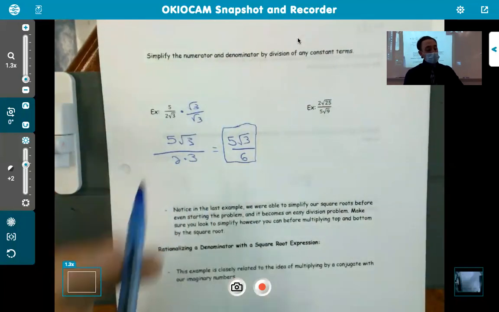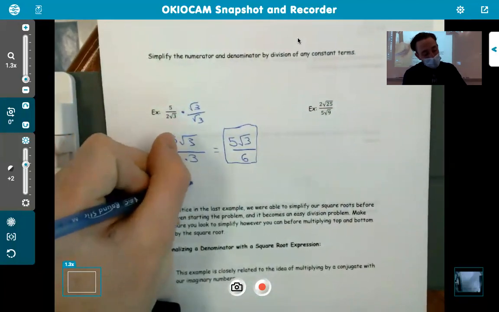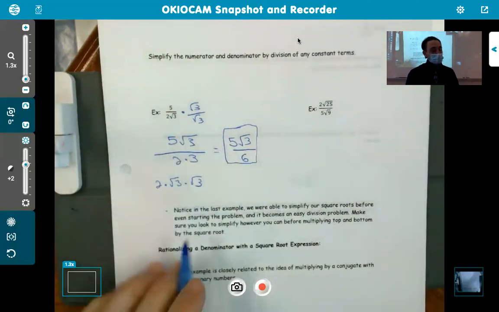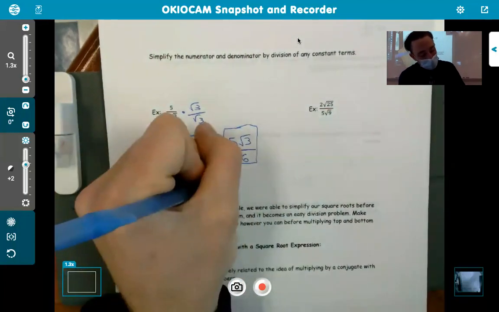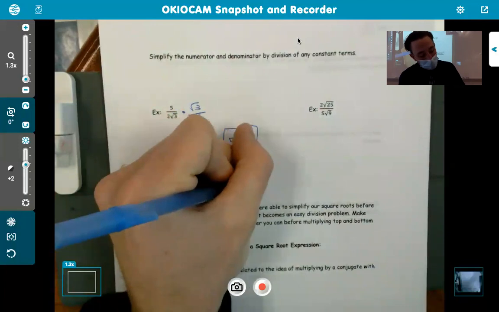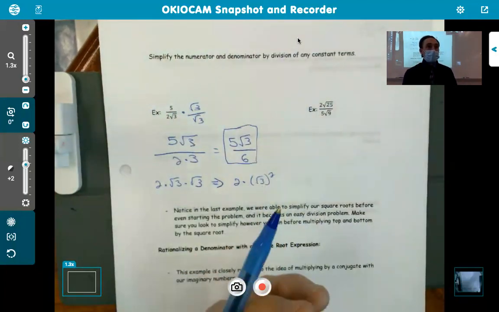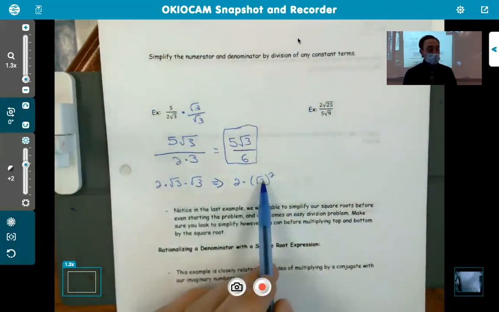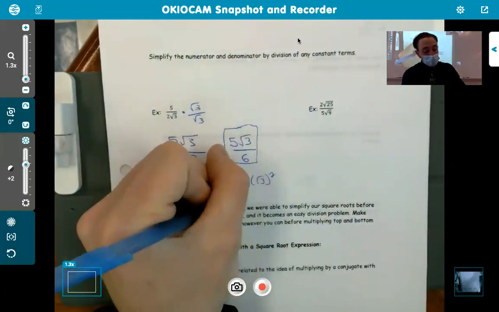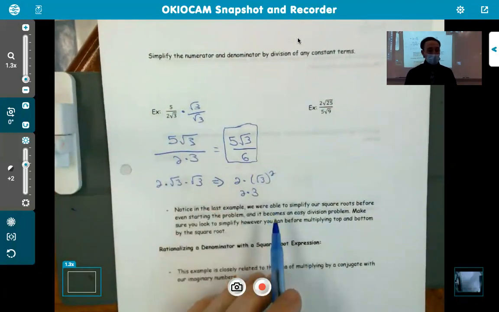We need to be able to see this. So 2 times root 3 times root 3. This is the same thing as 2 times root 3 squared. Whenever we square something that's under a radical, we've seen this many times now, they cancel each other out. You're left with whatever's inside your square root, which is the 2 times 3, which is how I got my 6. All right.